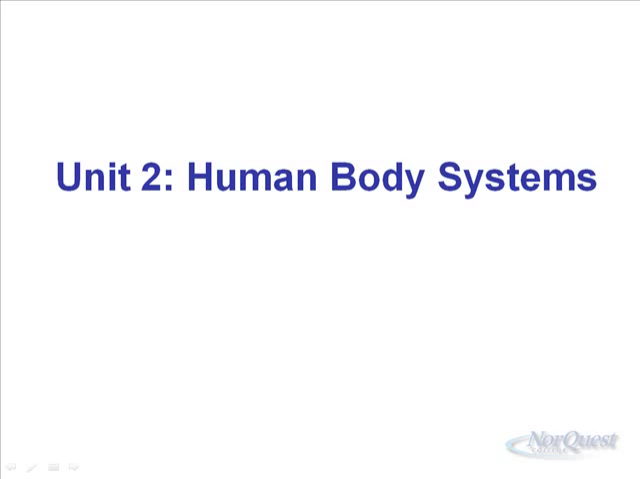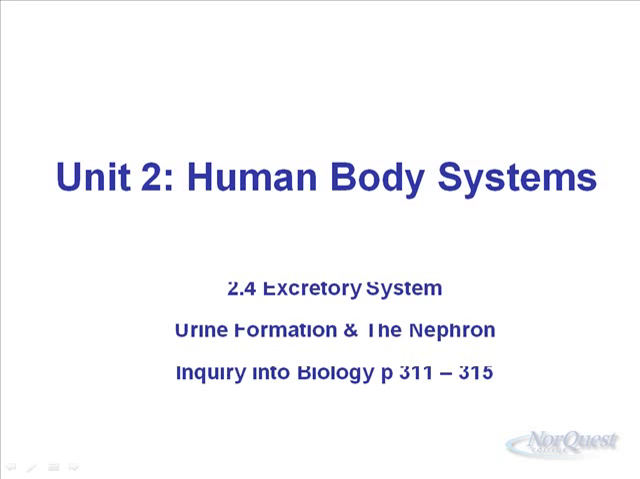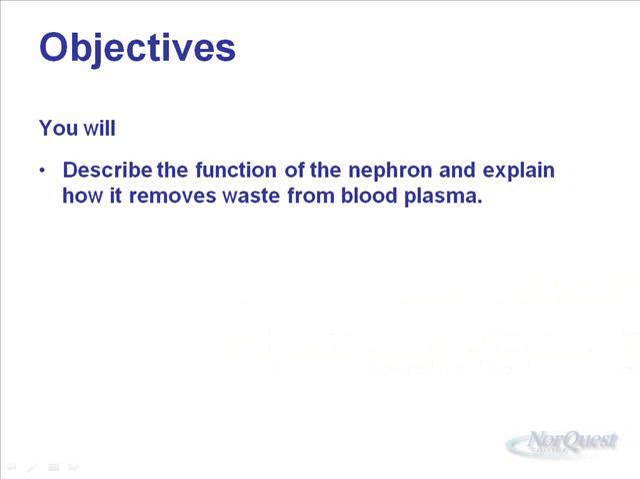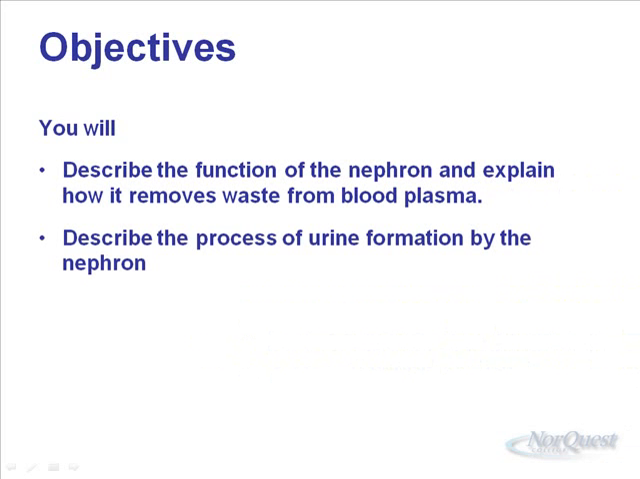Welcome back, Bio30 Prep. We are going to continue our discussion of the excretory system by looking at urine formation and the function of the nephron. In your textbook, it's pages 311 to 315. By the end of this lecture, you will be able to describe the function of the nephron and explain how it removes waste from blood plasma, and you'll be able to describe the process of urine formation by the nephron.